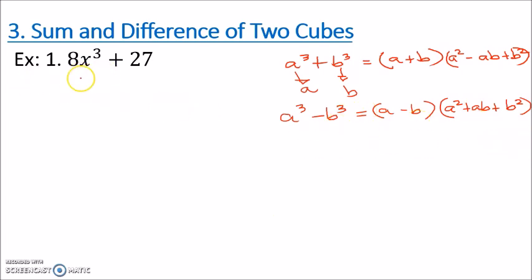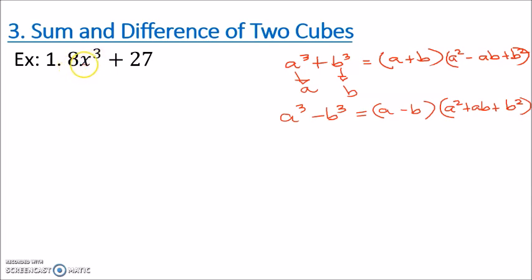Right? So, let's try this number 1. 8x cubed plus 27. So, let's identify first if it's a sum, kasi sum ito, no? Sum of 2 cubes. So, yung 8, perfect cube siya kasi ang cube root ng 8 ay 2.